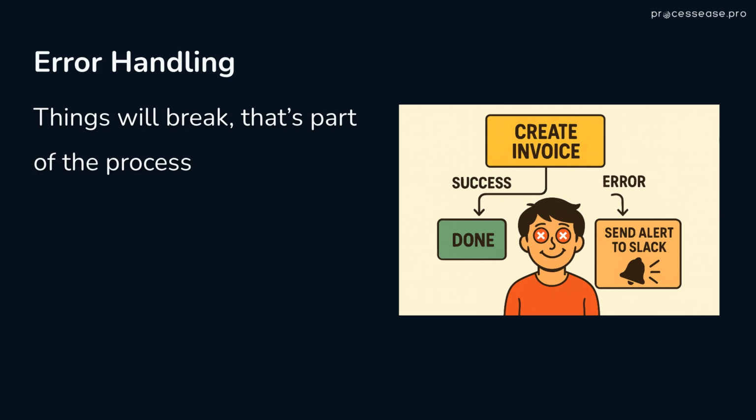Things will break. That is part of the process. APIs go down, permissions change, data comes in messy. A step times out, so we plan for failure. We decide, what happens when a step fails? Do we retry? Do we skip? Do we alert a human? Do we log and stop? This is how workflows become reliable.